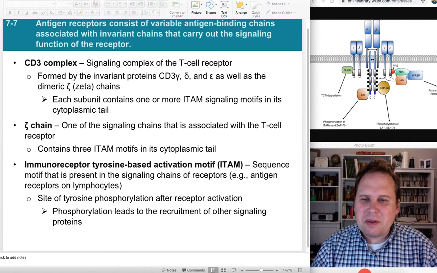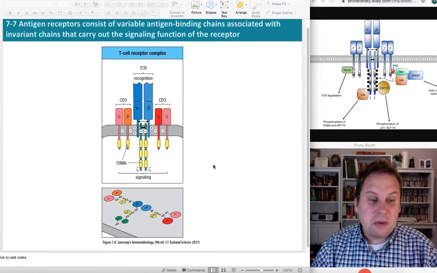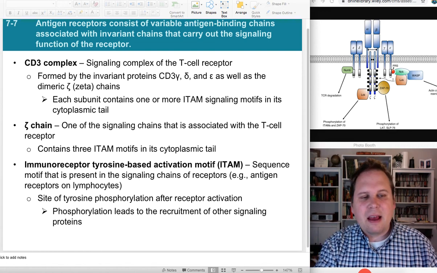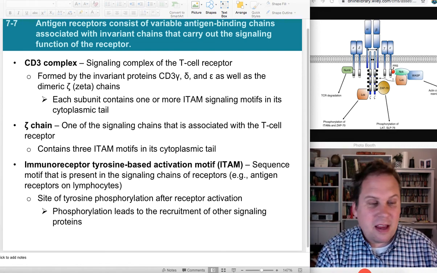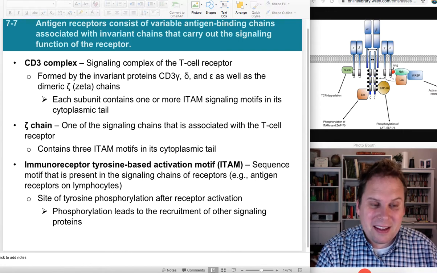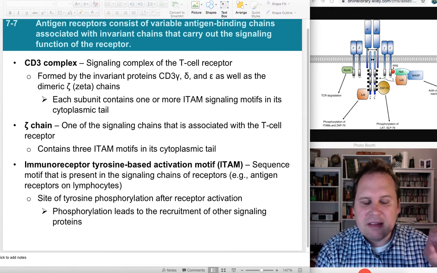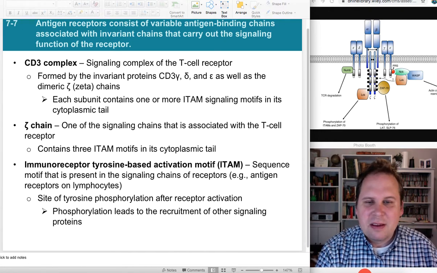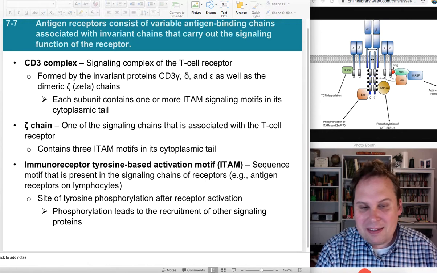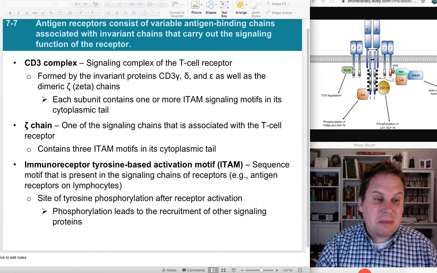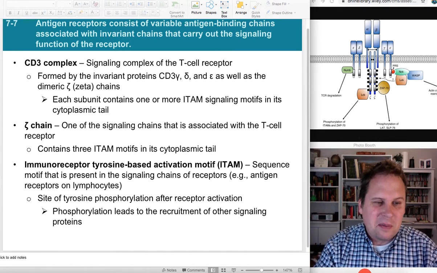So immunoreceptor tyrosine-based activation motif. So every ITAM is activating. Now, there's a different kind of tyrosine-based motif that inhibits instead of activating. If it is a tyrosine-based motif that will inhibit some enzyme, then that's going to be called an ITIM, immunoreceptor tyrosine-based inhibitory motif. We'll get to those later, but mostly you're going to see ITAMs, and ITAMs are those yellow rectangles, so watch for them.